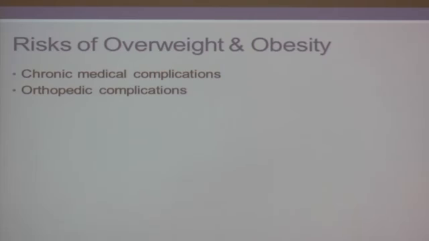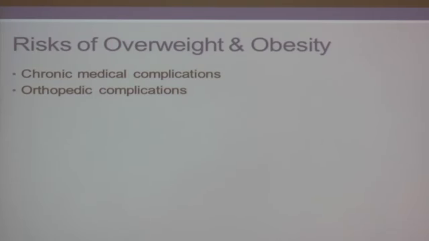I've recently read that for every 10 pounds overweight an adult is, that can add somewhere between 40 to 60% more stress on those lower extremities. So you can see how it can really add up. And as was mentioned, there are a lot of orthopedic complications, pain, discomfort that can occur with that.